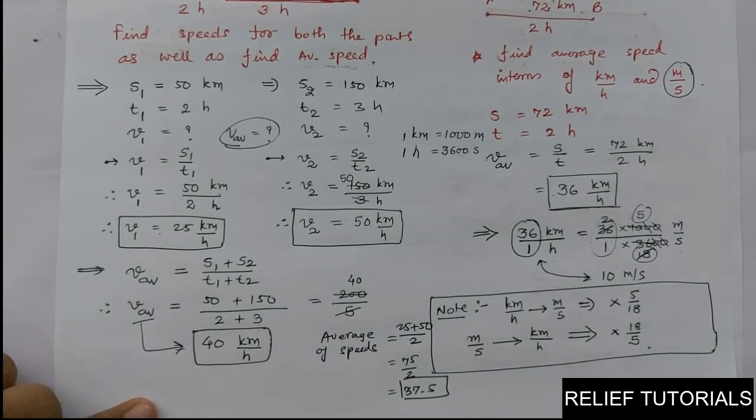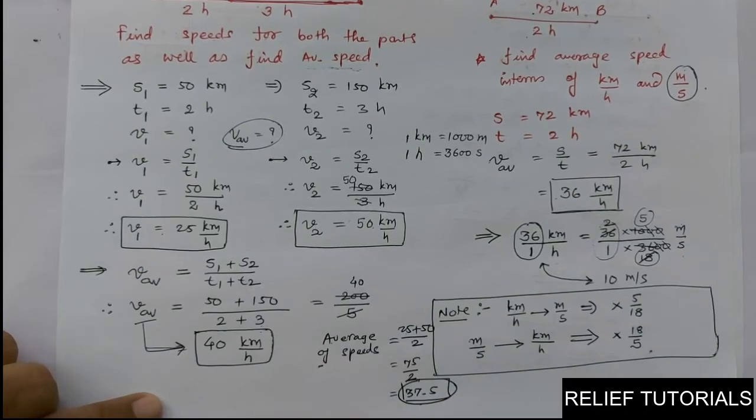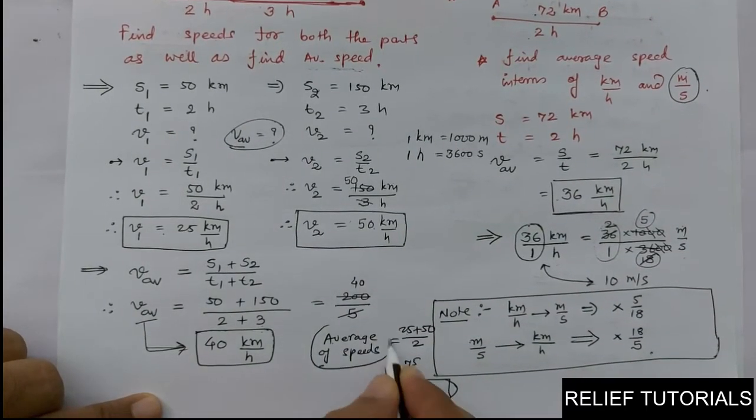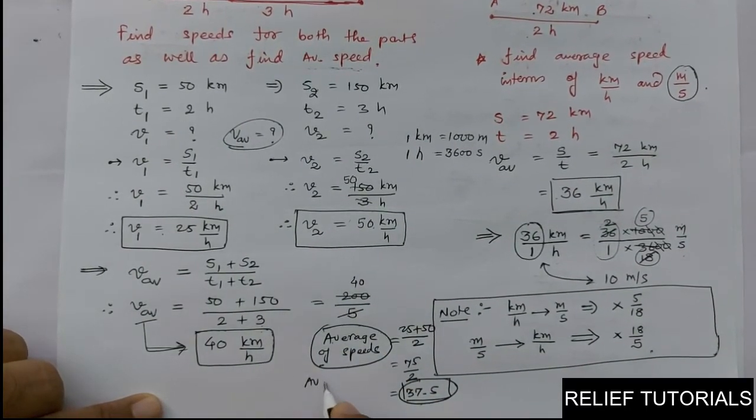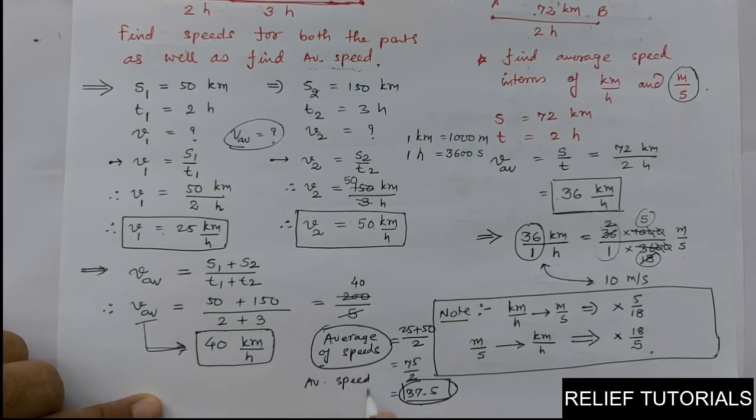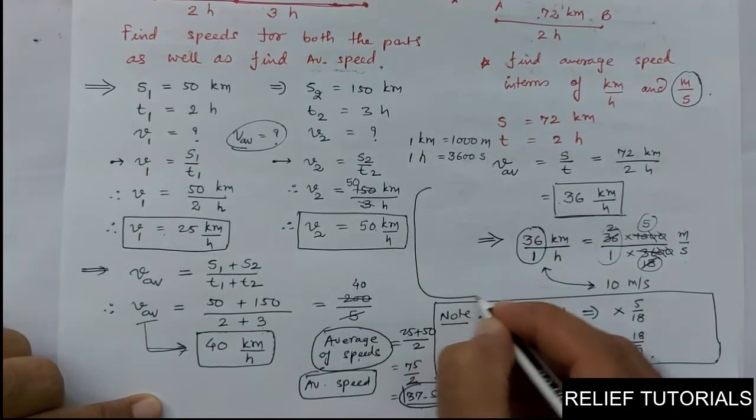Please listen to me carefully. This answer is of what? This answer is of the average of these two speeds, and this is the average speed. So the two words are different. Average of speeds and average speed are two different terms. Here, average of speeds, for example, a mathematical example.